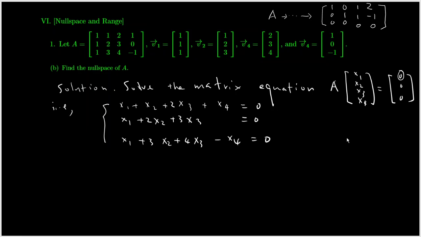Now, the standard way for solving a system. So what do we do? You copy A, right? To solve the system, we use the augmented matrix. We have seen that many times. Okay, so you have 1 1 2 1, 1 2 3 0. Third row you have 1 3 4 -1. The last column you have all zeros.